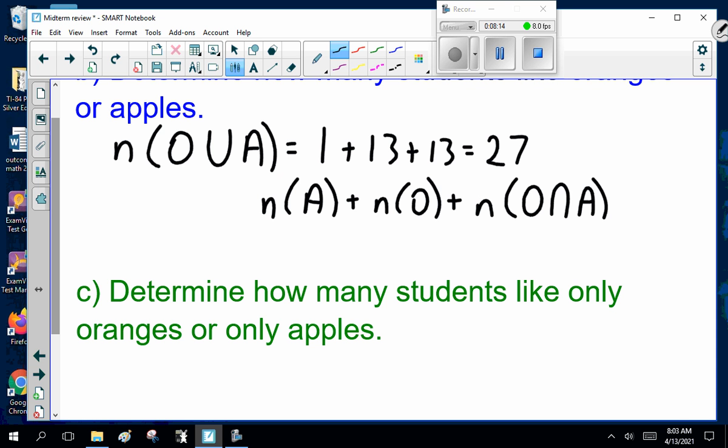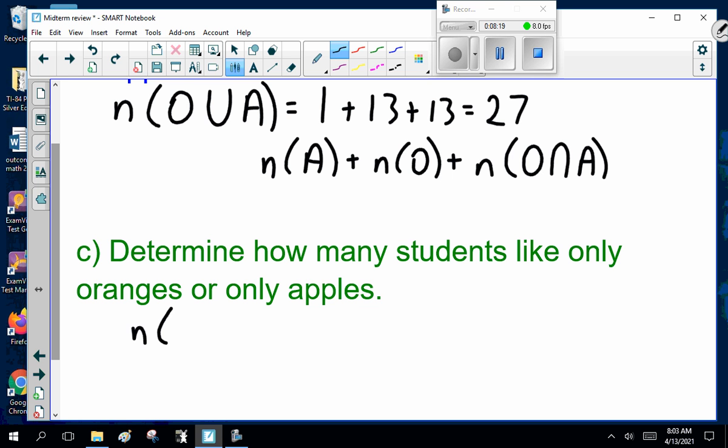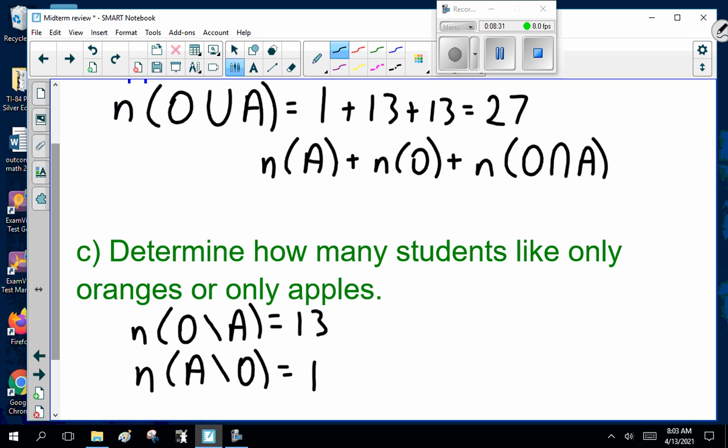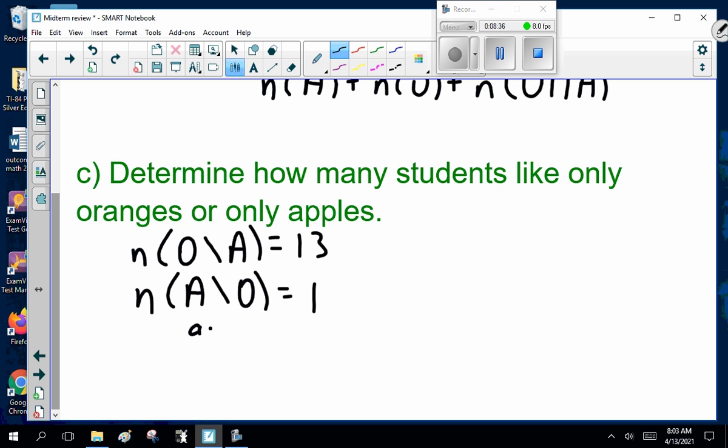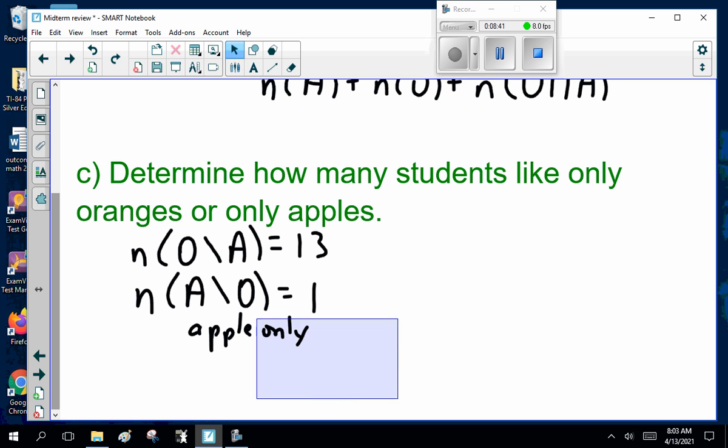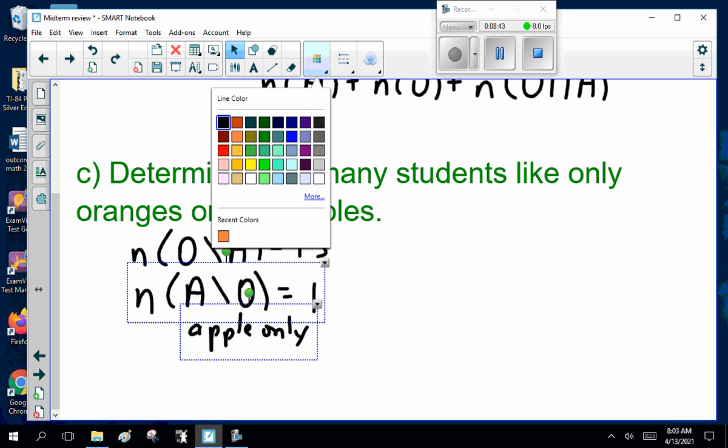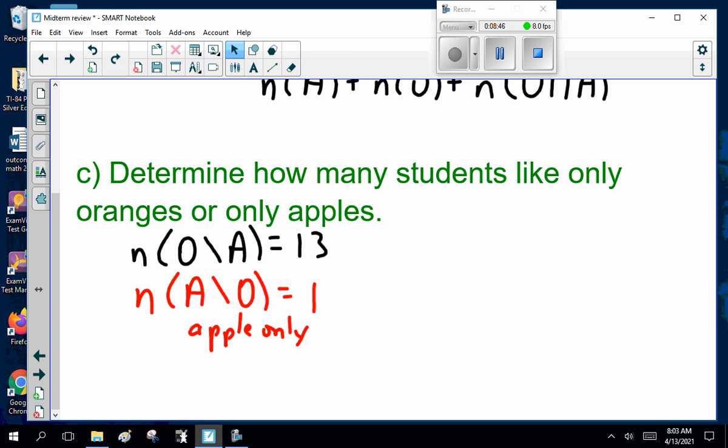Now, how many liked oranges only? Number of oranges less apples is 13. Number of liked apples less oranges is 1. So that's how you write apple only. Apples less oranges. Okay.